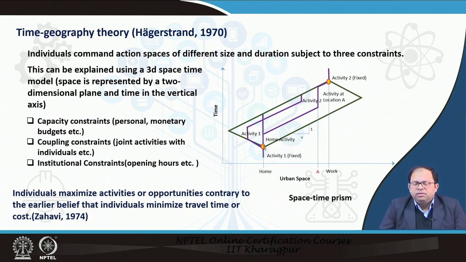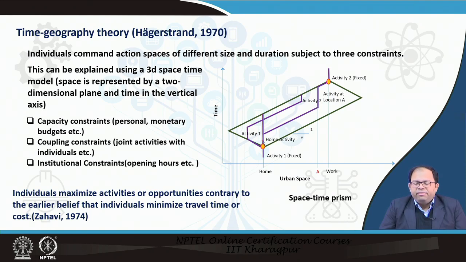For example, this is the location of activity 1, which is home, and he has to go to do activity 2, which is also fixed. Maybe this is a job, but in between there is an alternative activity like shopping. That means, for example, a person going from home to the office will go shopping in between, or he is going to drop off his kid at a school.